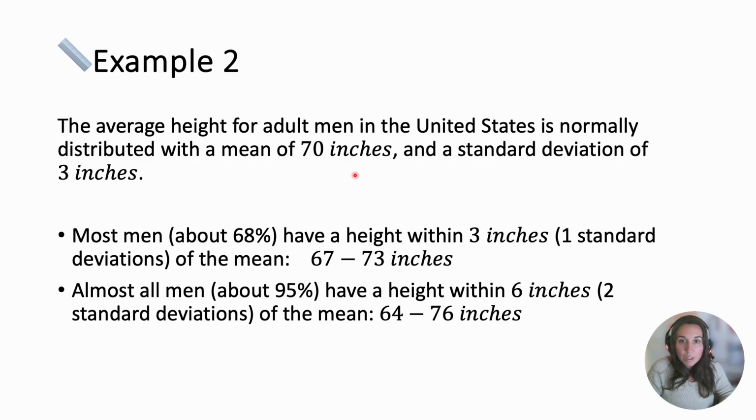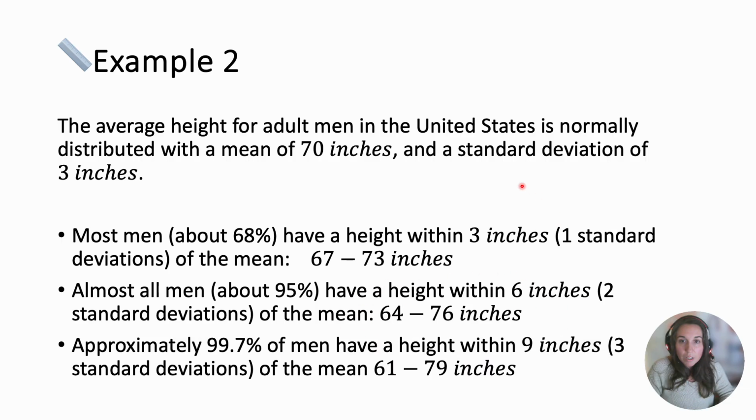Almost all men, about 95% of them, have a height within 6 inches, right? 2 standard deviations of the mean. So if we go out 3 more inches from that first standard deviation in both directions, that means 95% of men are going to be between 64 and 76 inches. And then approximately 99.7% of men are going to have a height within 9 inches of that mean. So almost 100% of men are going to be between 61 and 79 inches.